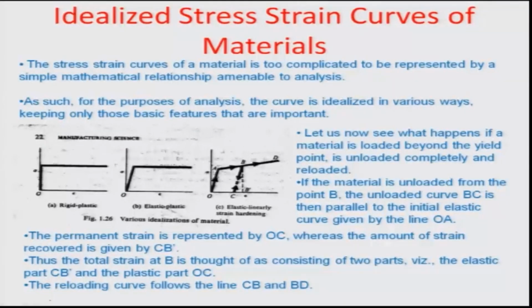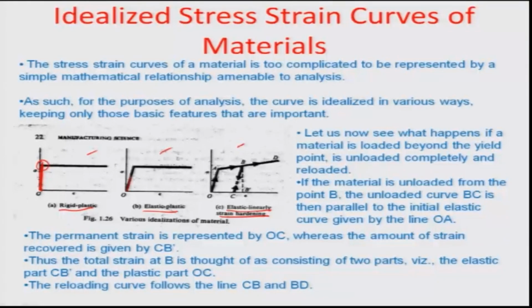Idealized stress strain curves: there are many materials which can be idealized in terms of their stresses and strains. For example, a rigid plastic, an elastic plastic, or an elastic linearly strain hardening material. These stress strain curves represent the various ideal situations. In a rigid plastic case, there is an ultimate stress value beyond which the material comes into the plastic flow region. There is no coming back, no post deformation recovery of the material to the original shape and size.